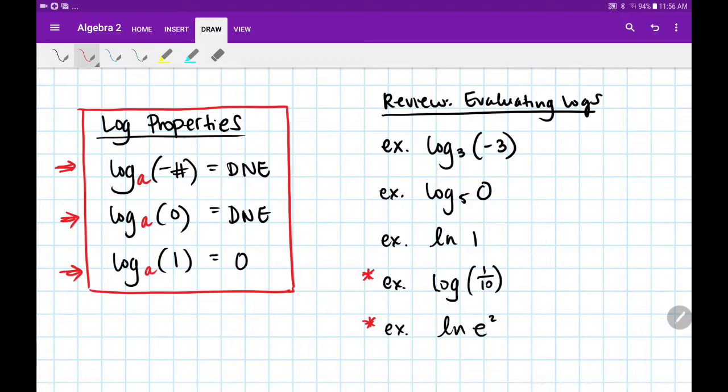All right, let's do our first one. First example says log base 3 of negative 3. Well, since I'm taking the log of a negative, I know this does not exist, and that's from rule 1.